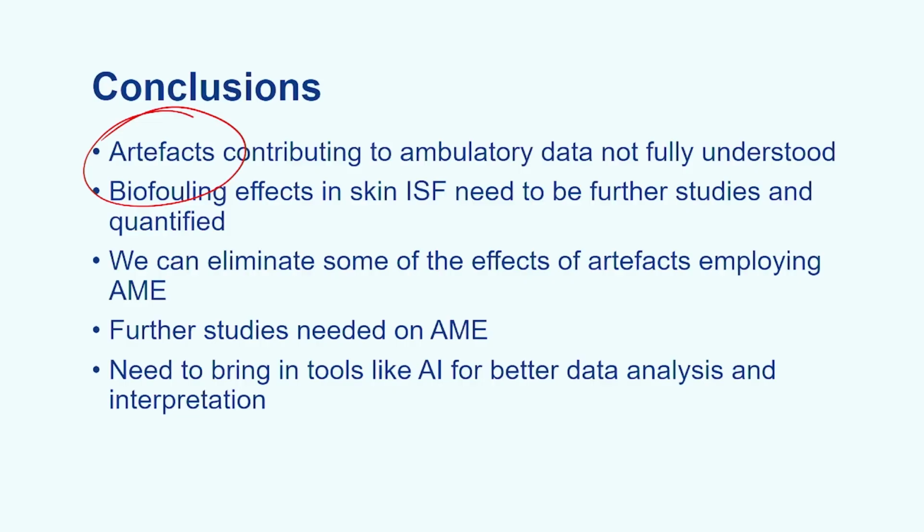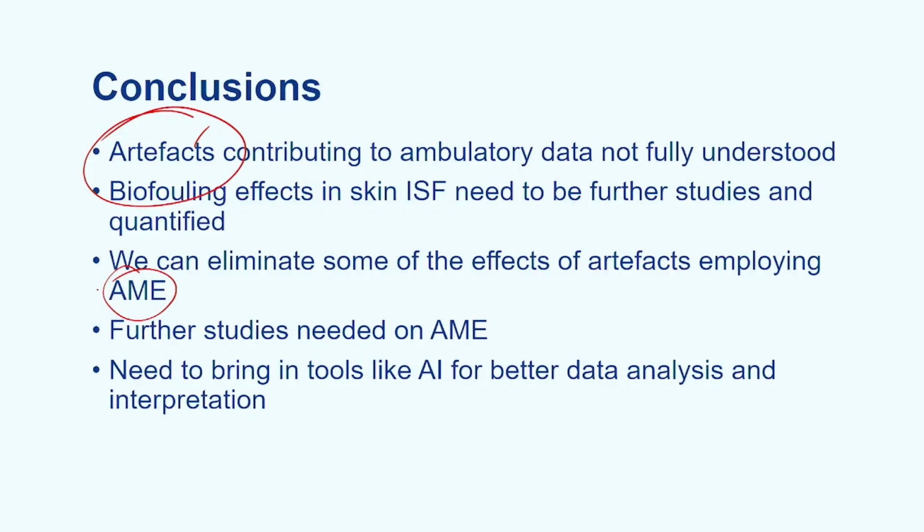So artifacts are what normally contribute to the ambulatory data, and they are not fully understood. You have a lot of biofouling effects that were already established through the previous work. The biofouling will actually affect the sensor performance. We can eliminate some of the artifacts by using what we call counter electrodes, or compensation electrodes, or an auxiliary electrode, AME. We need to do a lot of studies on these AMEs, and we also need to bring in tools like AI for better data analysis and interpretation. In the next part, I'm going to show what happens.